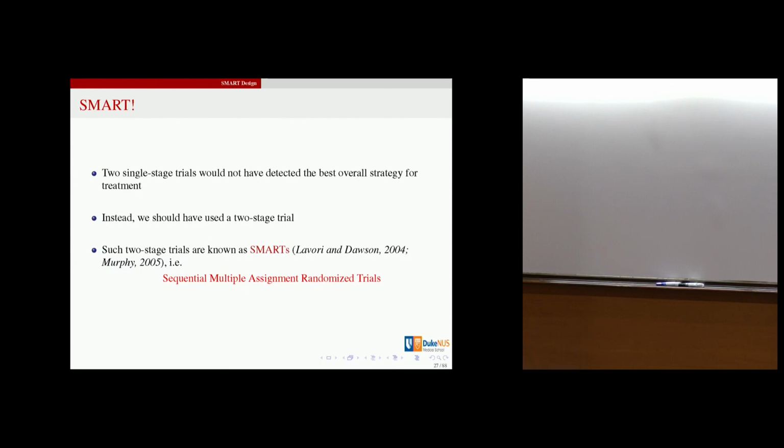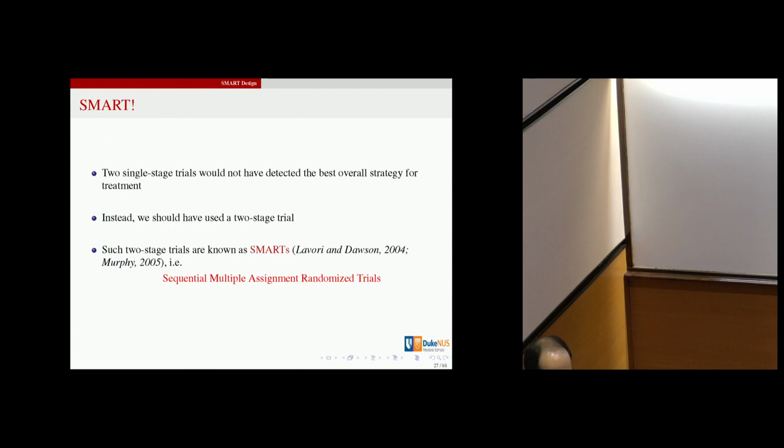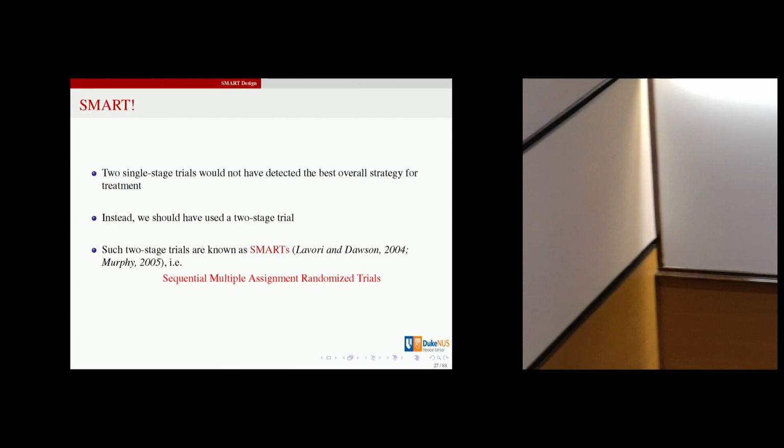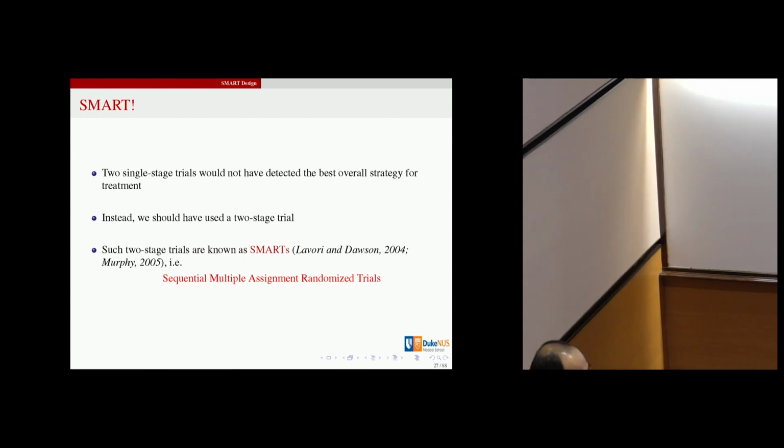Okay. So basically the bottom line, the message from this numerical exercise is that 2 single-stage trials would not have detected the best overall strategy for treatment. Instead, we should have considered a 2-stage trial. And this kind of 2-stage trial where you randomize and re-randomize in this setting, that is known as the SMART design. And it came into practice from the early 2000s.